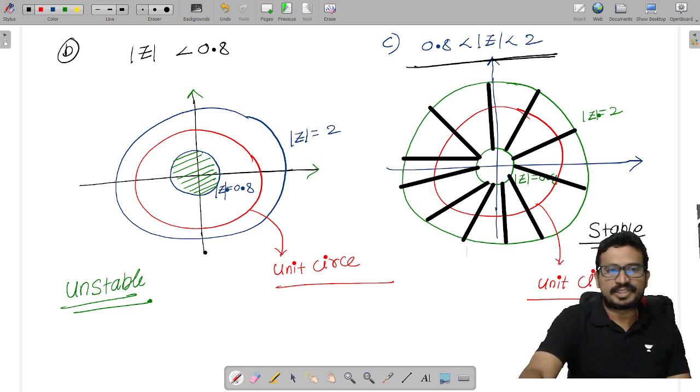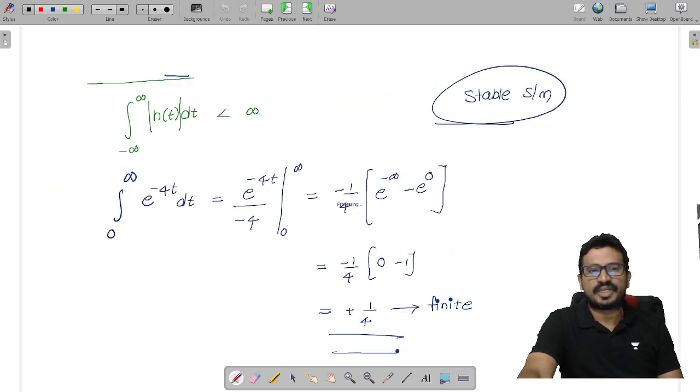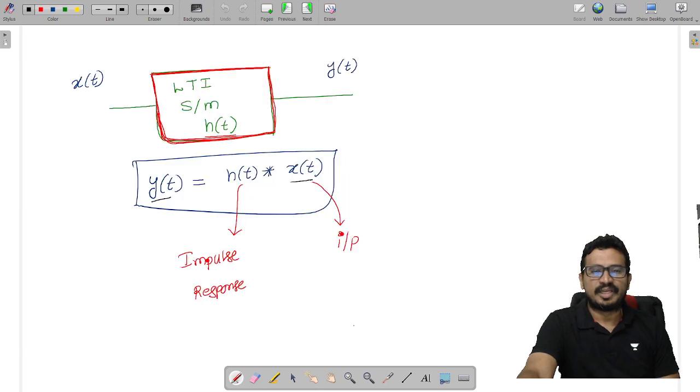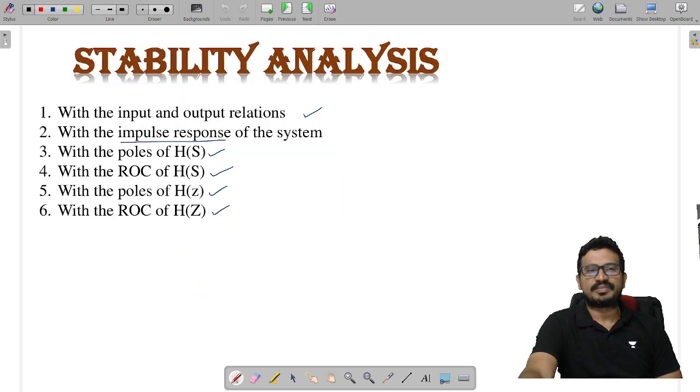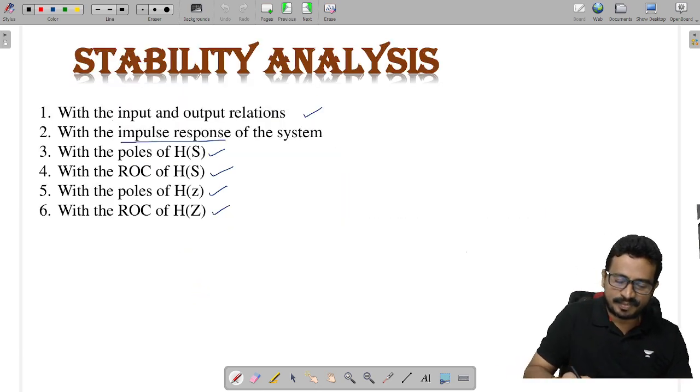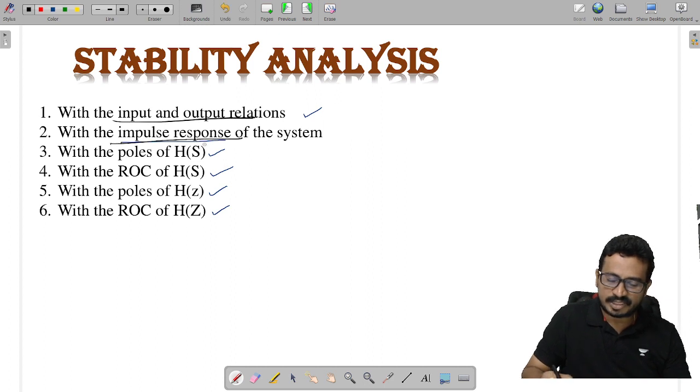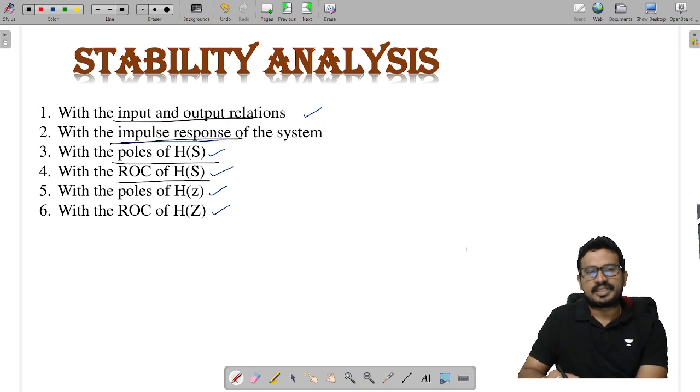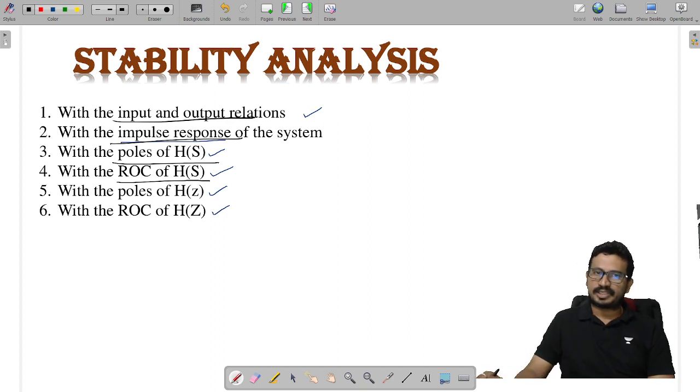Now you see, these are the different ways for the analysis of stability of a system. You can see with input output relations, impulse response, poles, and ROC, in discrete as well as continuous manner.